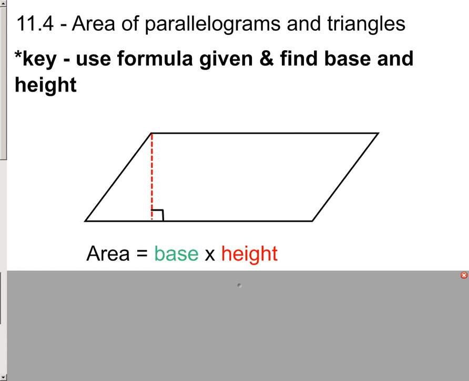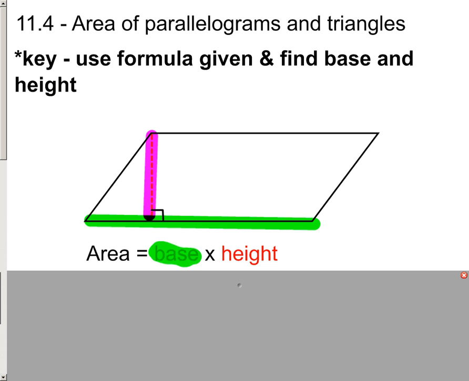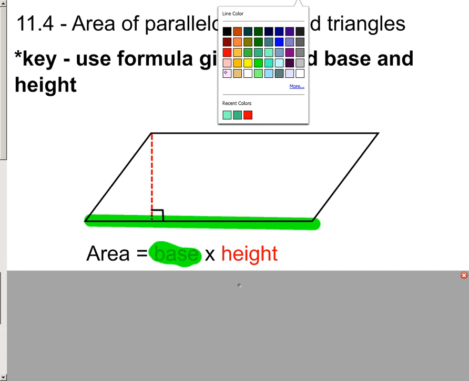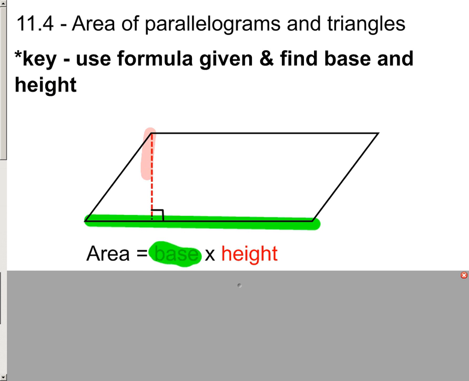Now, when we look at this, we need to be able to find the base very quickly. And the base is usually, unless they're getting tricky, and we'll talk about that later, what the object is sitting on. And here it is, it's sitting on this side. So that's our base. Okay? Now, the height is at 90 degrees to the base, and it goes from the highest part of the object to the lowest point. So here is our height. Okay? And looks like we might need to make that a little bit of a lighter shade there. So let's try this one. There we go. So there's our height.